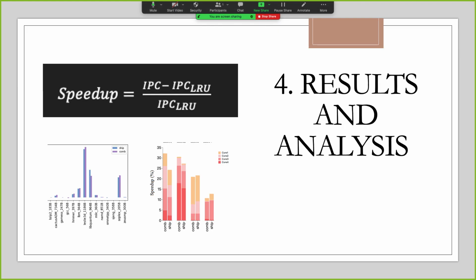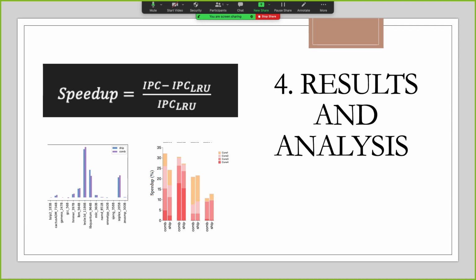So there's another table here. The overhead for a single SHCT is 6 kilobytes, and the metadata of the sample sets takes up an extra 15 bytes per line, and the hardware overhead remains at the same level as the SHiP algorithm. And there's the table.